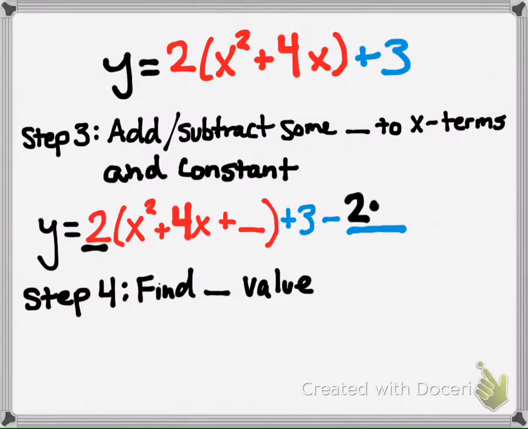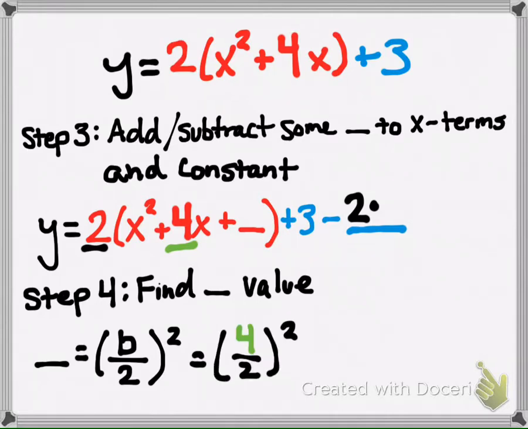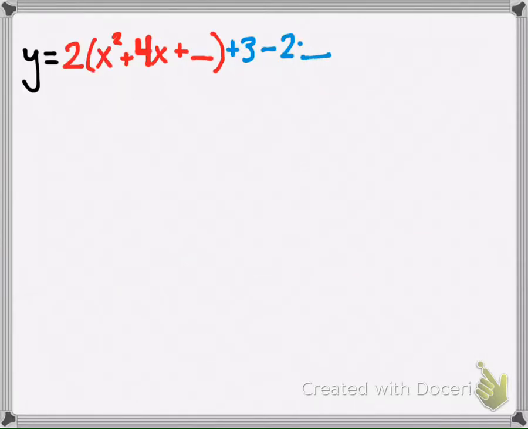Next, we need to find this blank value. We need to actually put a value in there that's going to give us a perfect square trinomial. So to get that, we have the equation b over 2 squared equals my blank. So when I start plugging in the numbers, I notice that my b inside my trinomial here is going to be 4. So I have 4 over 2 squared, which is 2 squared, which equals 4. So the number that is supposed to fill in my blank is 4.